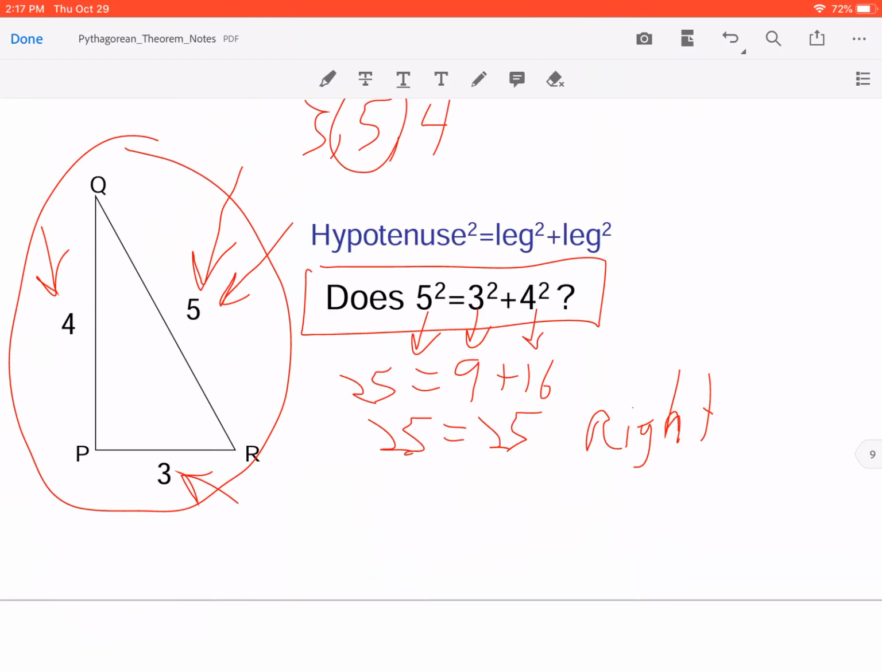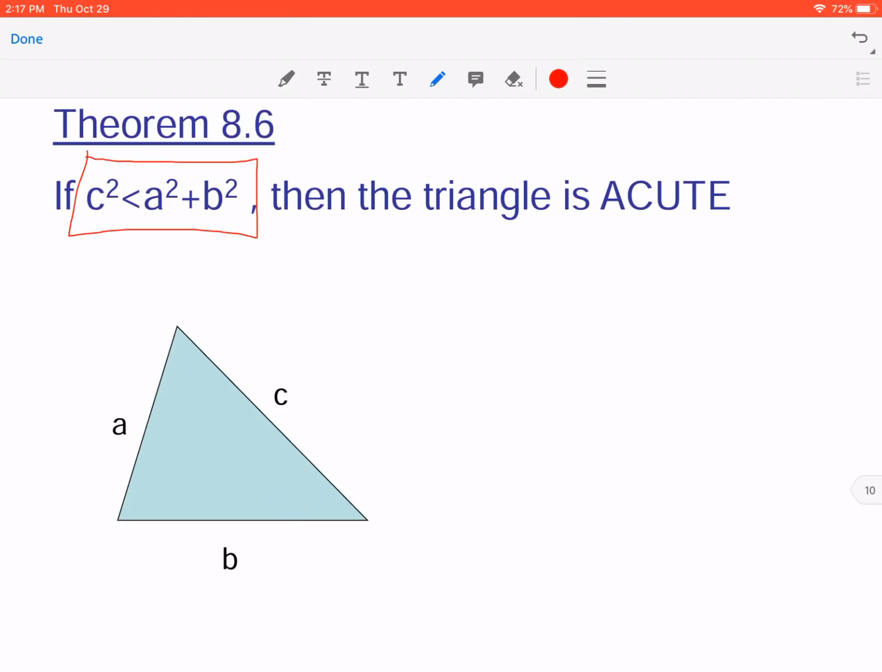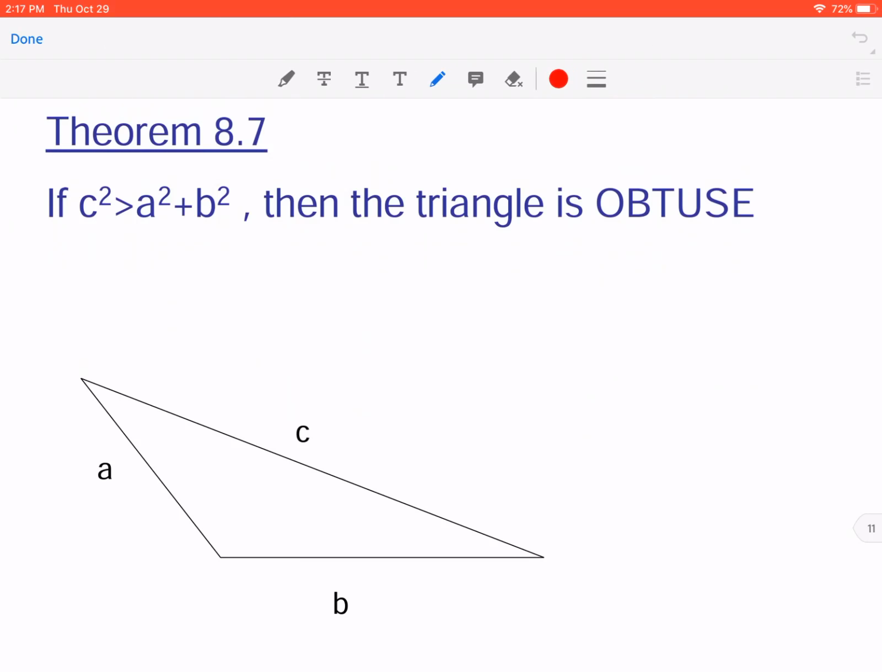All right? Now, if c squared is less than a squared plus b squared, then it has to be an acute triangle. So if c squared is less than, keep that in mind, all right? Acute means less than 90, so if c squared is less than a squared plus b squared, then it's acute. If c squared is greater than a squared plus b squared, then it's obtuse. That means it's going to be greater than 90. That angle right there is obtuse. It's more than 90. Again, remember, greater than, think greater than 90. That has to be obtuse.